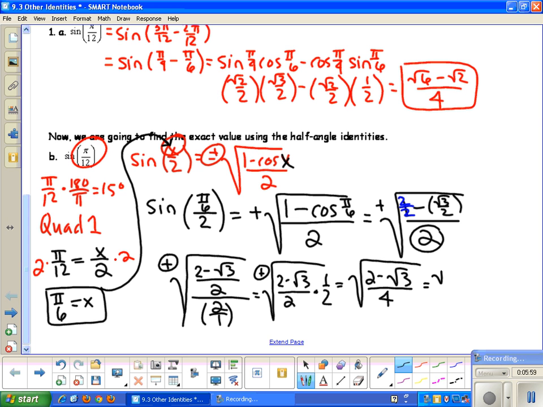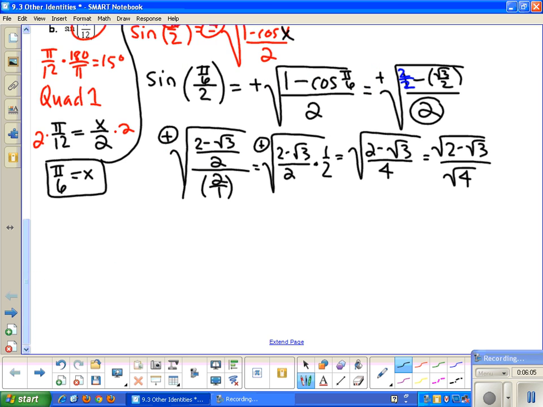And then I get the square root of 2 minus root 3 over the square root of 4, because we don't like fractions underneath our radicals. And then the square root of 4, remember, is just really equal to 2. So remember, it's a positive square root of 2 minus root 3 over 4. Or, sorry, over 2, because the square root of 4 is 2. And this would be my solution.